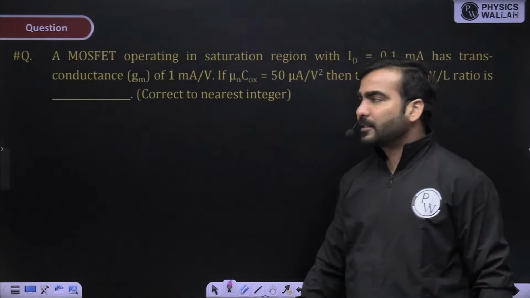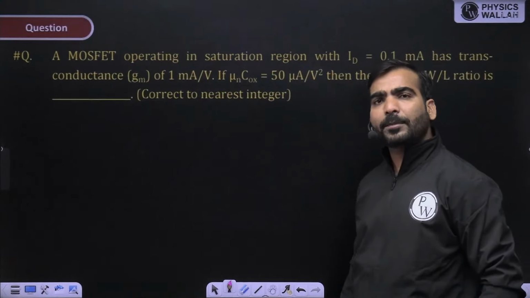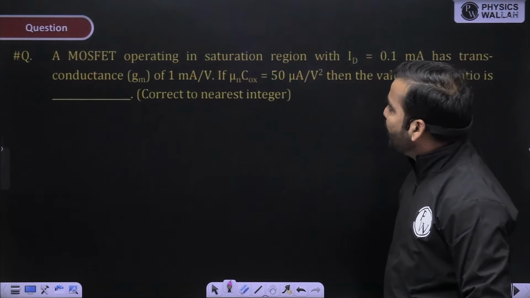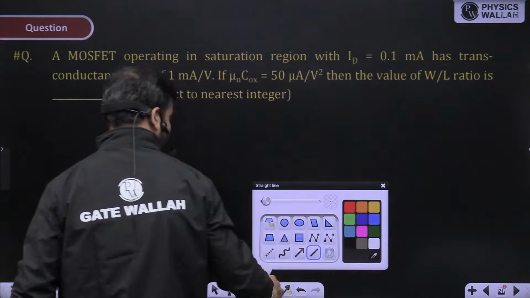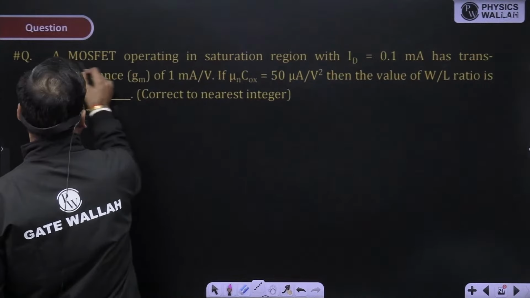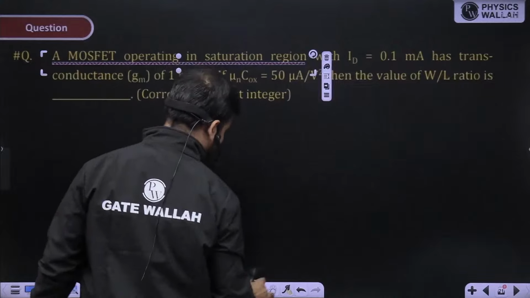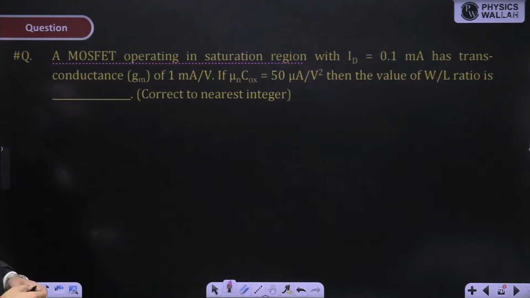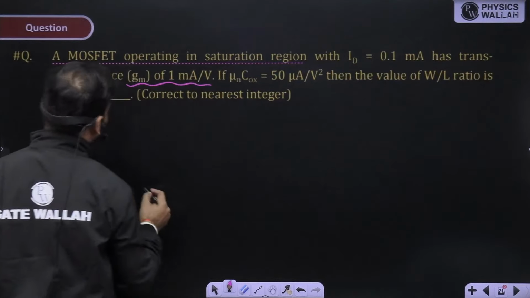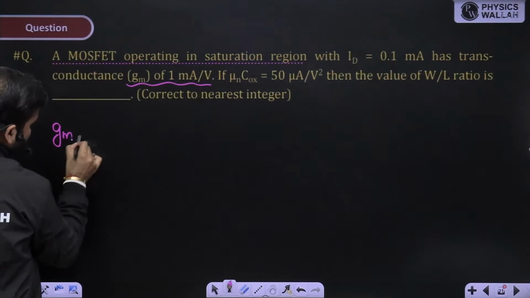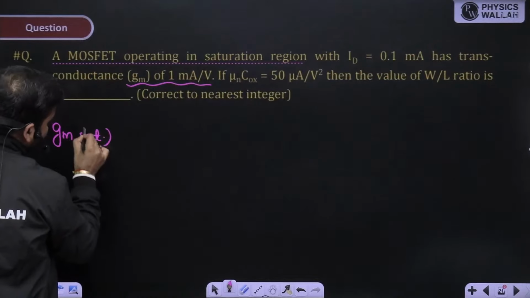This question belongs to MOSFET. A MOSFET is operating in the saturation region. So first of all, it is clear that the mode of operation is given in the question. Drain current is 0.1 milliampere. It has transconductance gm equal to 1 milliampere per volt. What is gm in the saturation? Because the MOSFET is biased in the saturation, that is given.